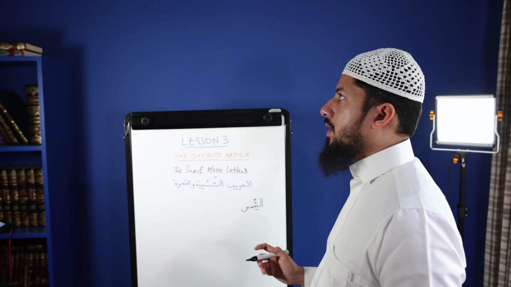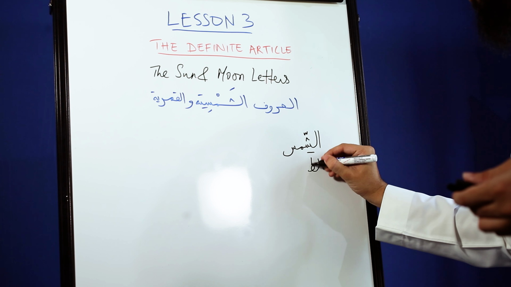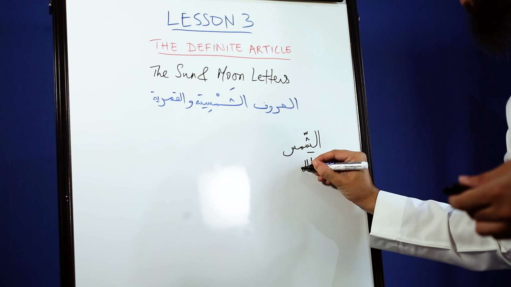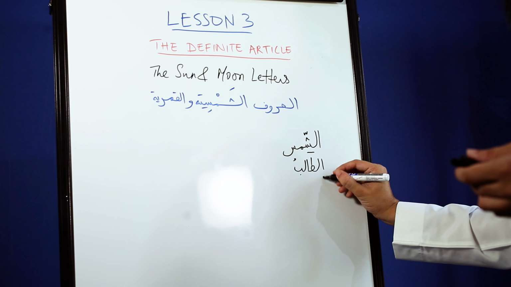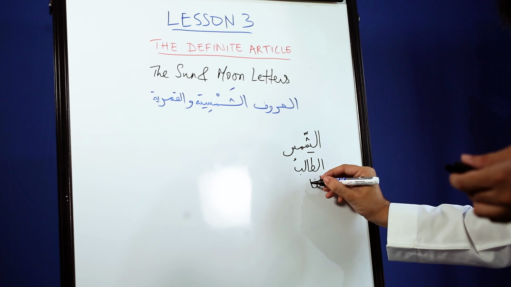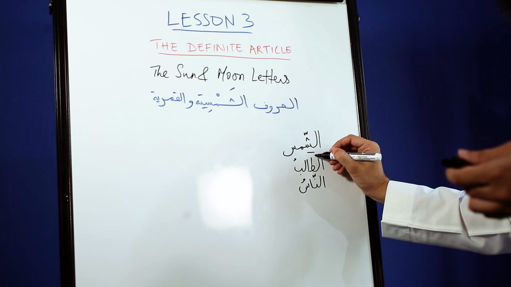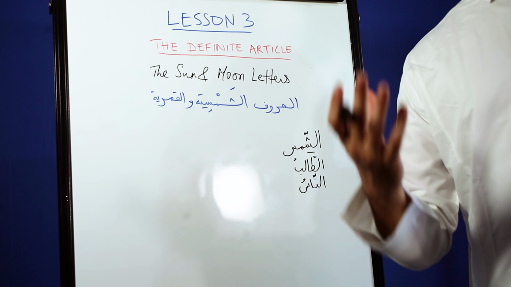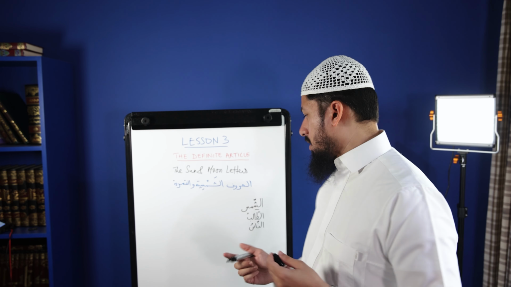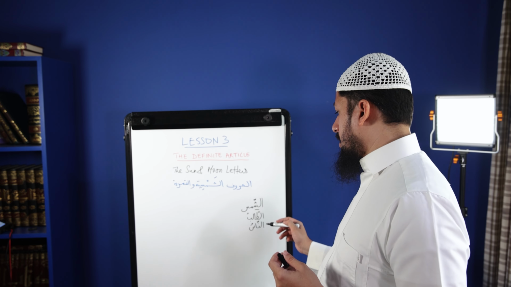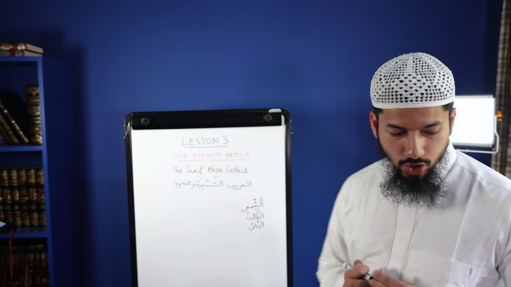So for example, we have at-talib, at-talibu, an-nasu. In all these words, the first letter after the alif lam is given shadda, and the lam is silent. At-talib, ash-shams, an-nas. Okay, so these are al-huruf al-shamsiyya.